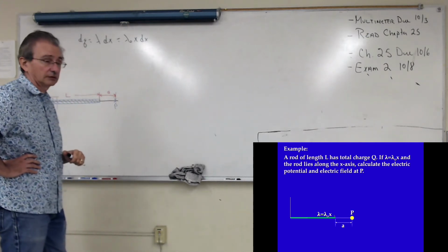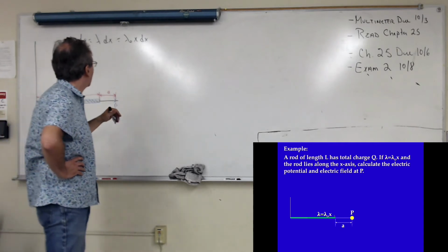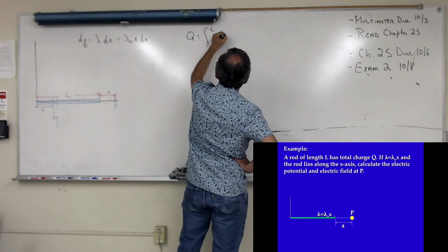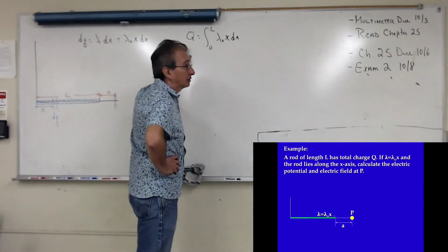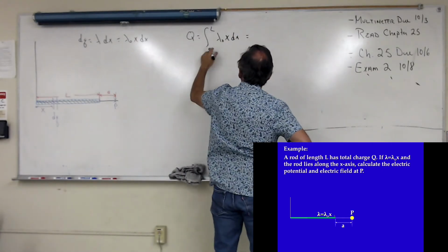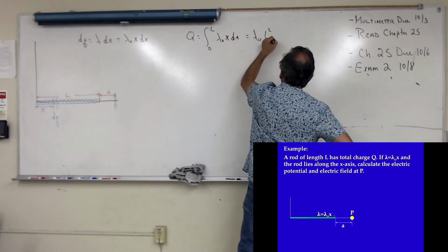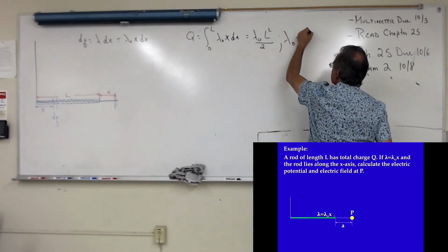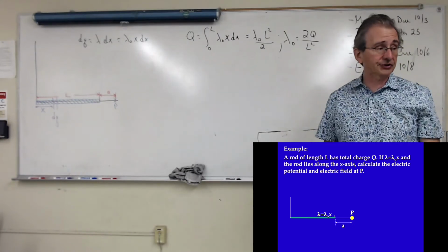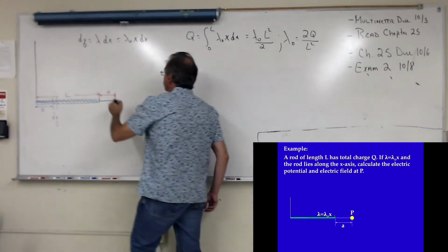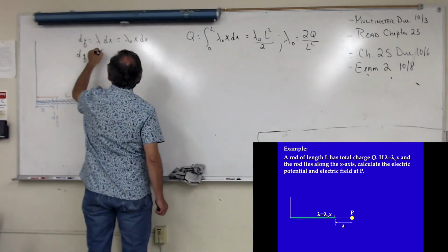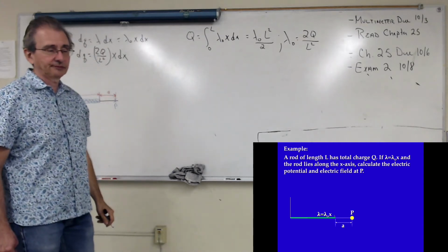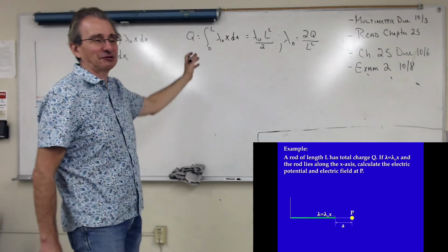We can figure out lambda naught. Why? Because we know that the total charge over the entire length of the rod is known. We know that the total charge is Q, so I can solve for this. So that gives us lambda naught. It's 2Q over L squared. If you remember, go review the video with the electric field problem. I did the same thing.